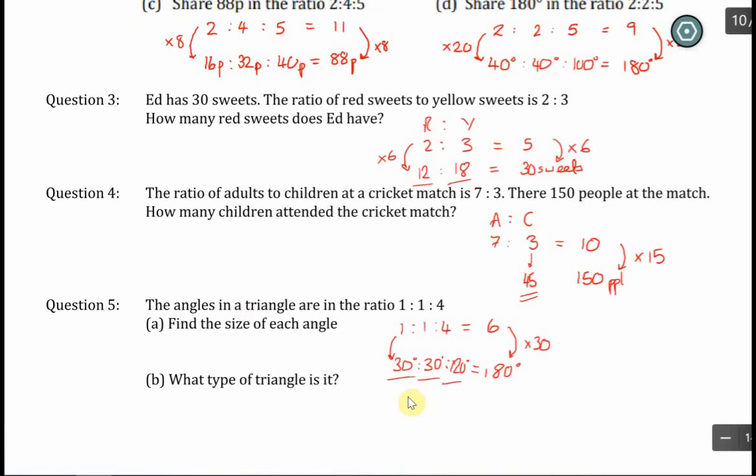What type of triangle is it? Well, if you've got 2 angles the same, doesn't really matter about drawing the triangle, but if it's got 2 angles the same, hopefully you know it's an isosceles triangle.